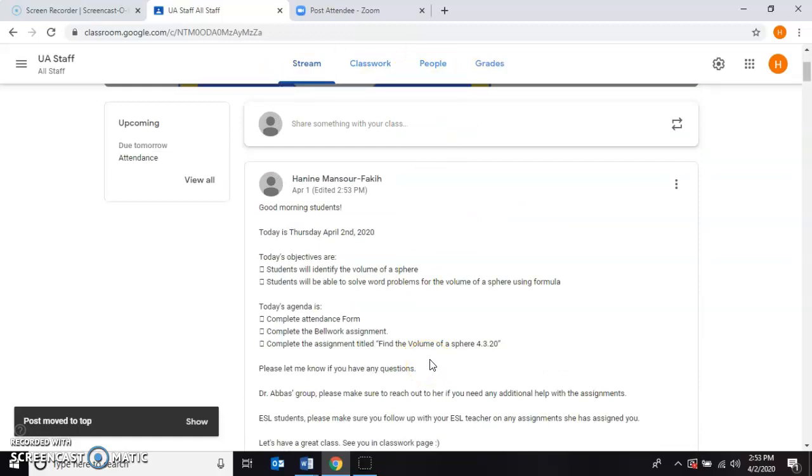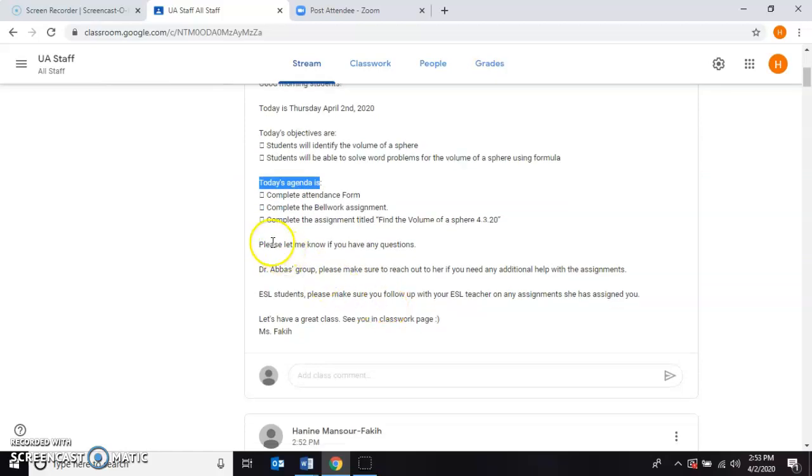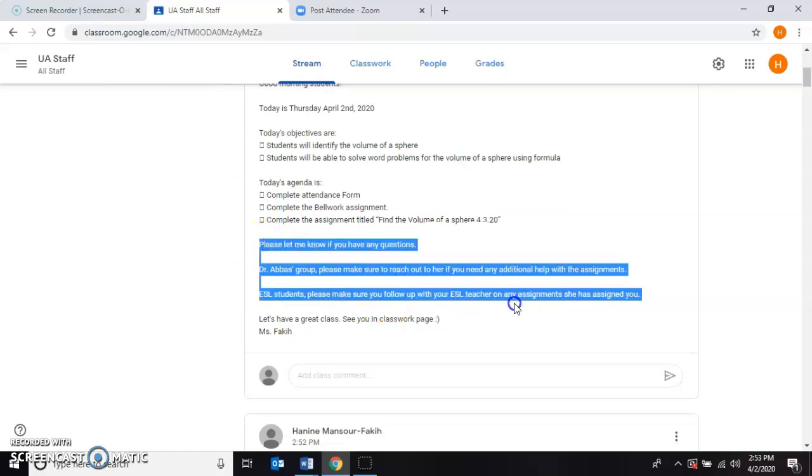The daily announcement should include greetings, the date of that day, as well as the class objectives for that day and the agenda of the day. You can also include extra announcements that you need your students to know.